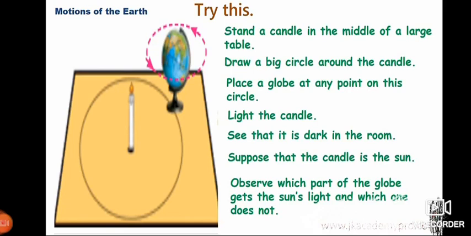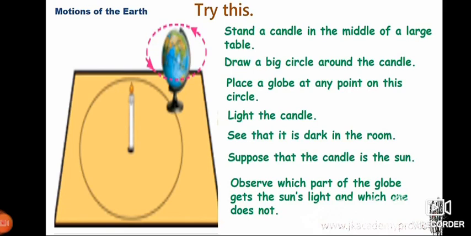We have to take one candle and keep it on the table and light it. And we should have one circle around the candle, and on that circle at any point you can keep a globe. Okay, and we have to suppose that this candle is the sun. After that, see what they are telling us. Observe which part of the globe gets the sunlight and which one does not.